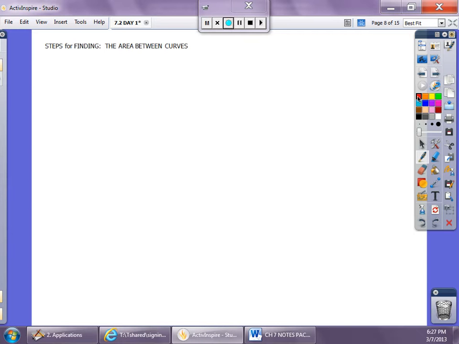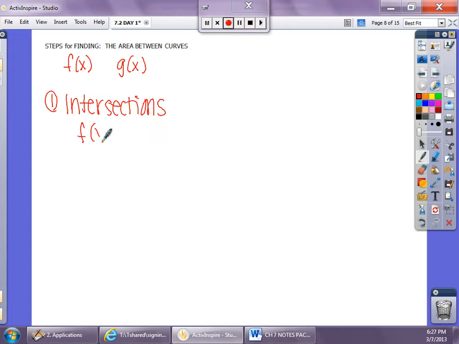But if you're not given a graph, or you're given functions that are just too difficult to graph, what you want to do is mentally figure out what the graph would look like. Now, this only works when they tell you that the bounds are two functions. No axes, no extra lines, just two functions themselves. So they say, find the area bounded between f of x and g of x. That's all they say. In that case, your first thing is to find the intersection between the two functions. And how do we find intersections? We take the functions and make them equal to each other.